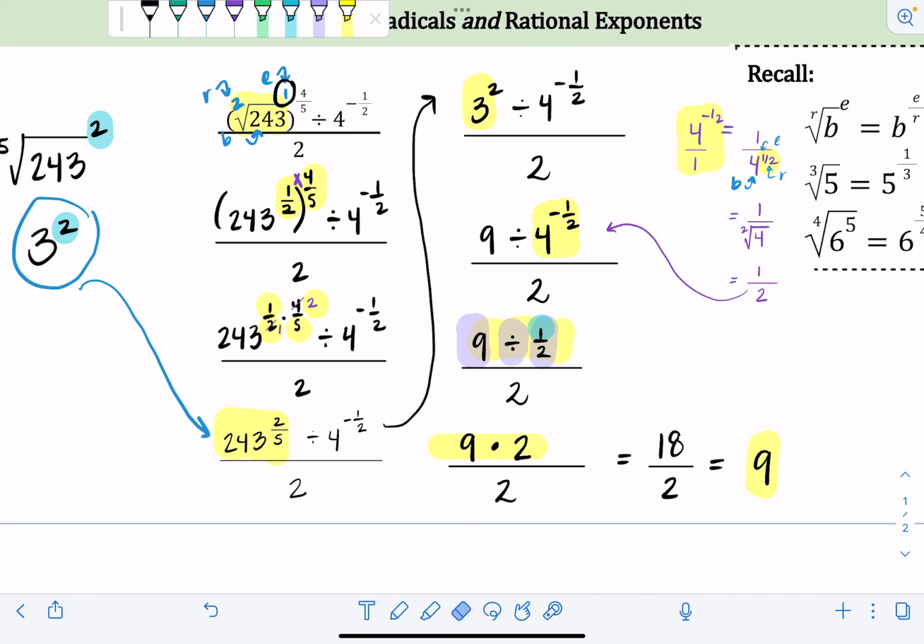The other approach we could have taken from this step is if we recognize that we had a 2 factor in the numerator and a 2 in the denominator, they could have canceled each other out, because it's like 2 divided by 2. Then we would have been left with just 9, which is what our final answer was with the other method. So it's really up to you.